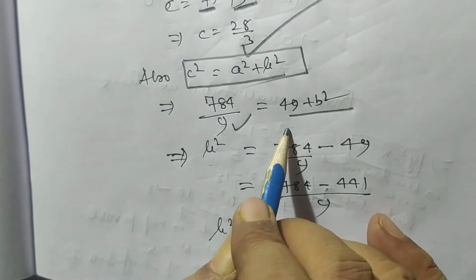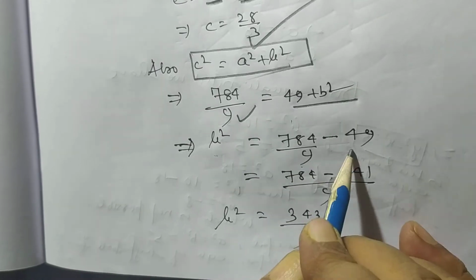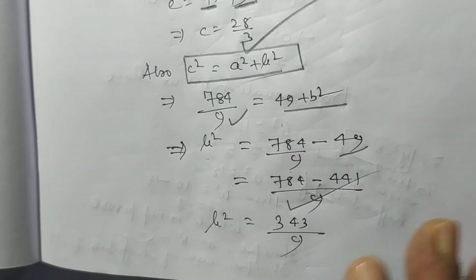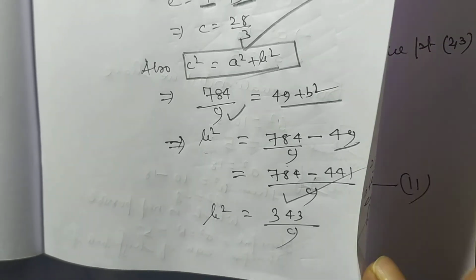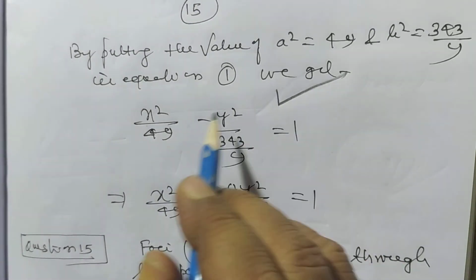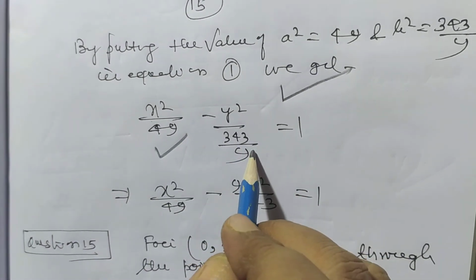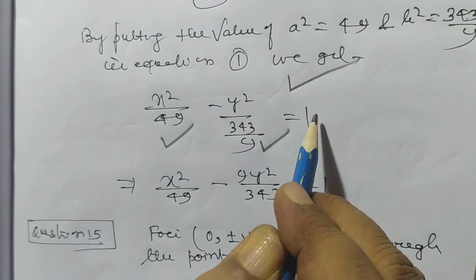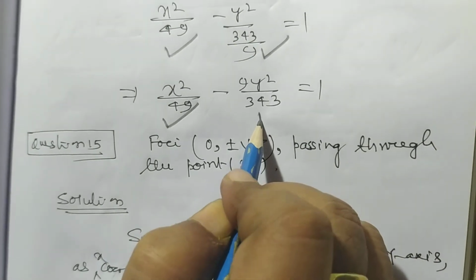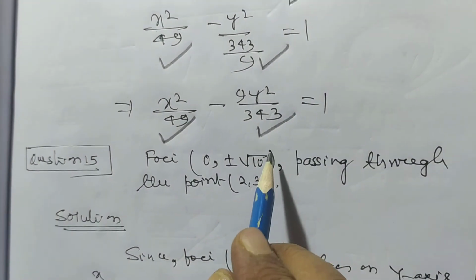So b square is equal to 784 by 9 minus 49, that is 784 minus 441 by 9, that is b square is equal to 343 by 9. By putting the value of a square and b square in equation first, we get x square by 49 minus y square by 343 by 9 is equal to 1. That is x square by 49 minus 9y square by 343 is equal to 1.